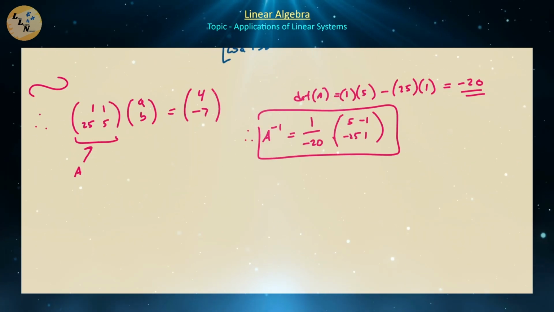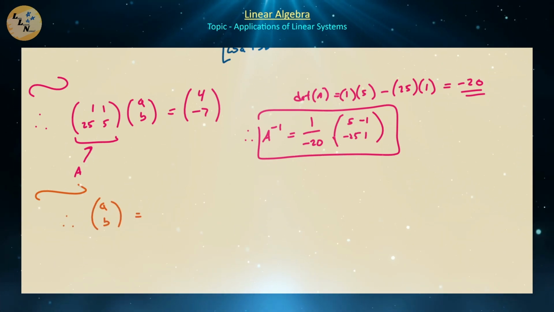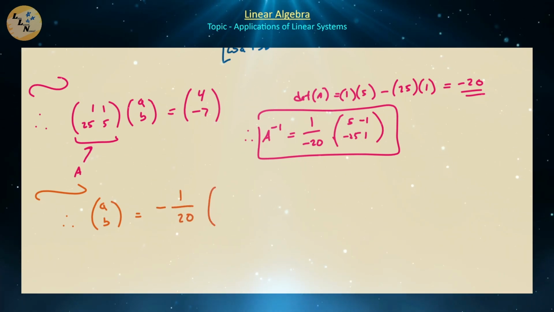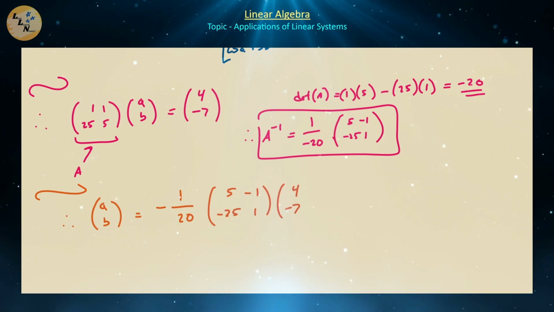So to solve this equation, we're going to multiply both sides on the left by the inverse of A, and we're going to have AB is equal to the inverse of A, so negative 1 over 20, times [5, -1; -25, 1], times that vector [4, -7].